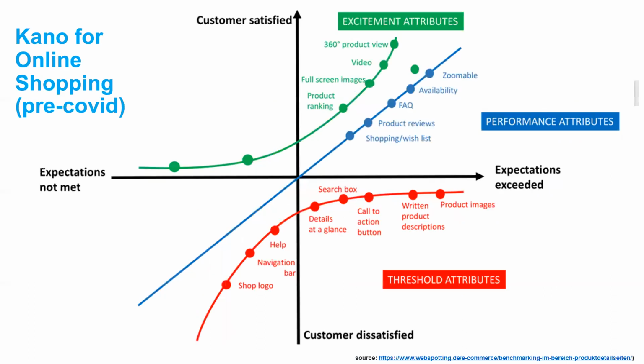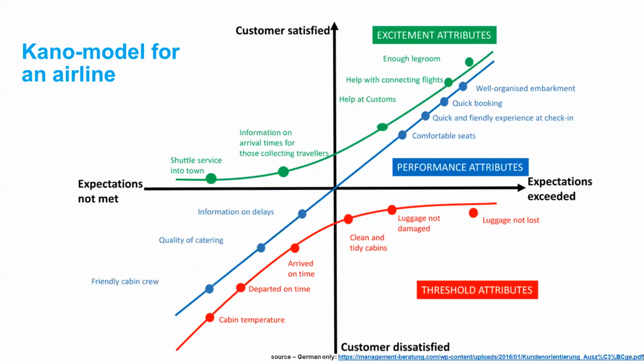I'm going to show you some samples which can give you an idea of what the threshold attributes, the performance attributes, and the excitement attributes are. The must-haves are also called threshold. Performance attributes are your one-dimensional, and excitement attributes are your delighters. This is about an airline model pre-COVID.